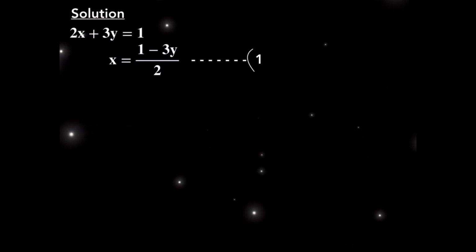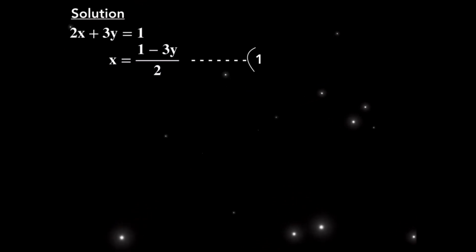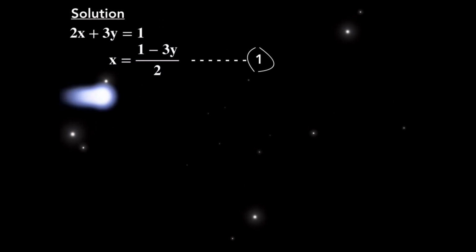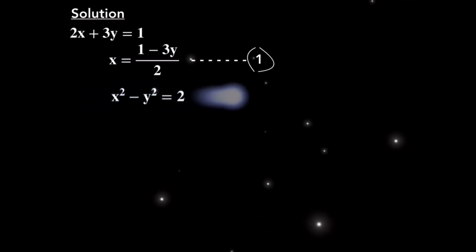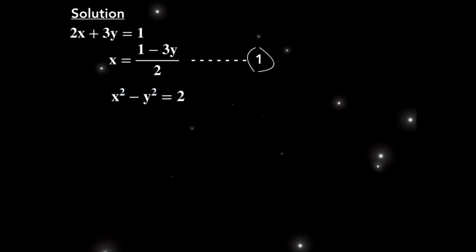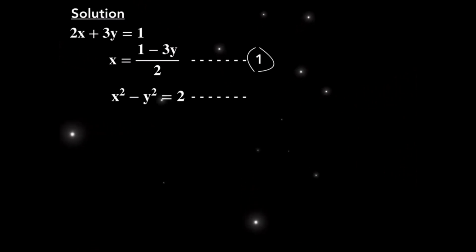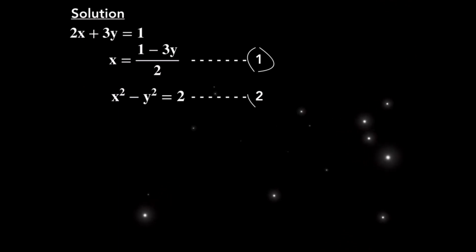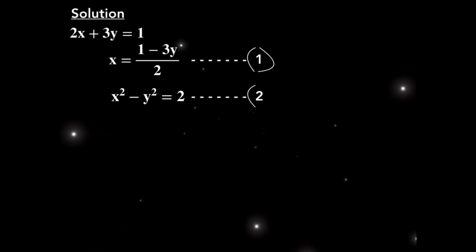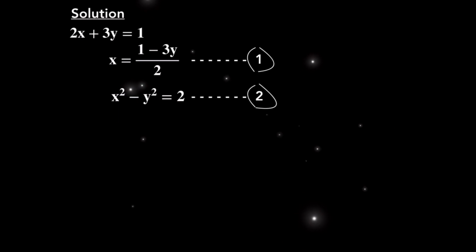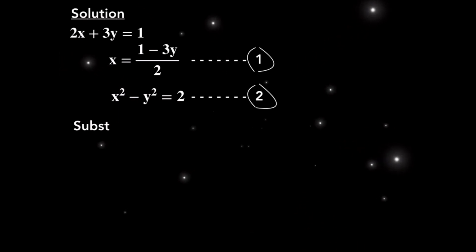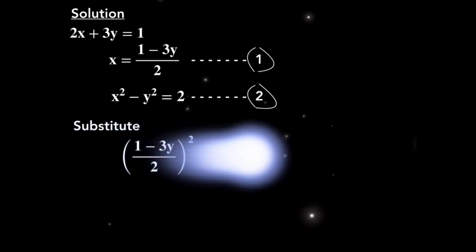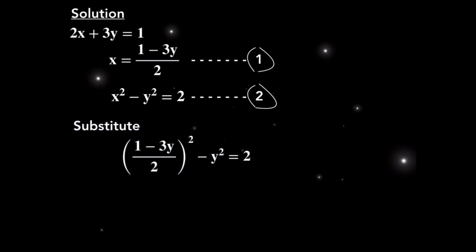Now going back to the question, you just copy the second equation from the question, which is x squared minus y squared equals 2. So this is your second equation. We're going to substitute the first equation into the second equation. You just get rid of the x and replace it with the 1 minus 3y over 2 that we have. So you would have bracket 1 minus 3y over 2 squared minus y squared equals 2.